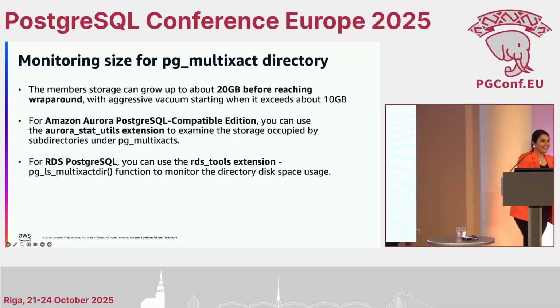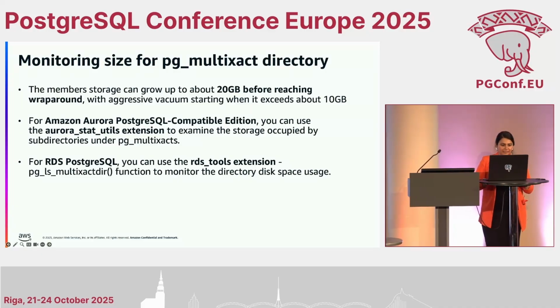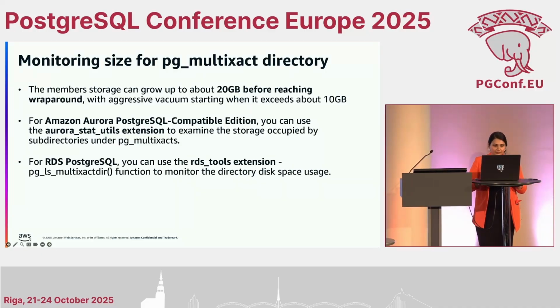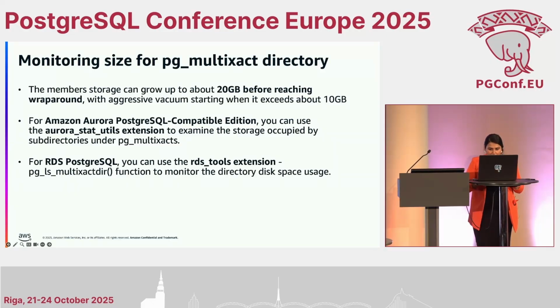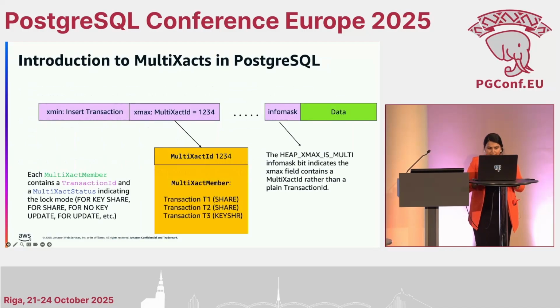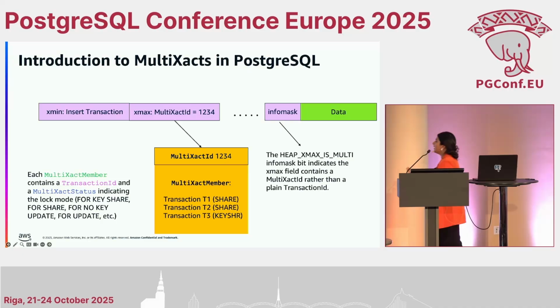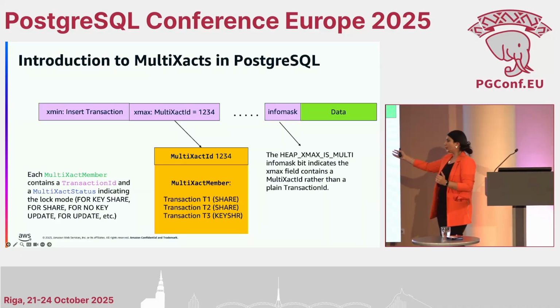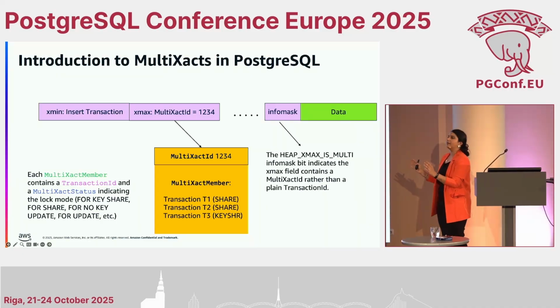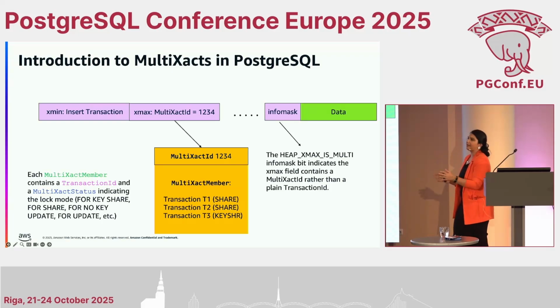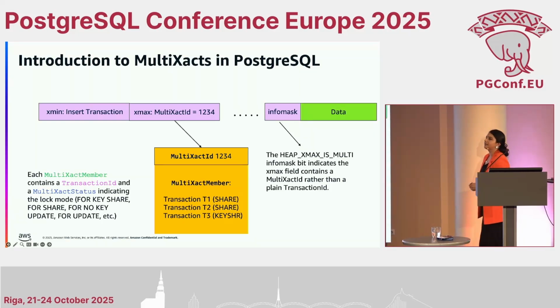Sorry, one second. These operations explicitly, which I just, one moment. You can probably look at this. So this will be update. Sorry. So for key share, for no key update, and for update. These are the operations where it can use multi-exacts, to be precise.